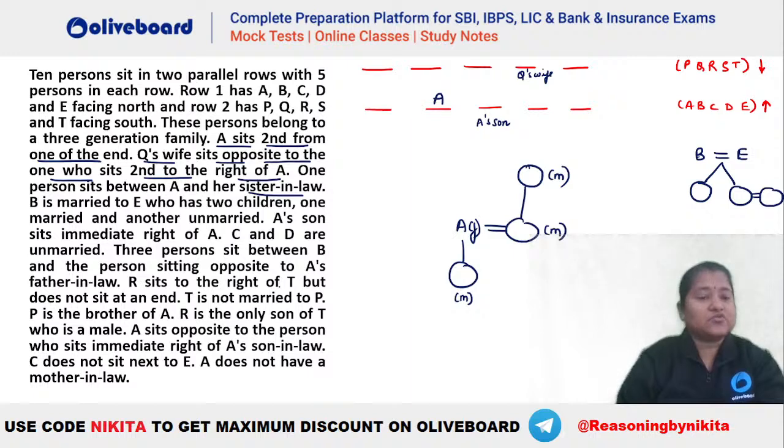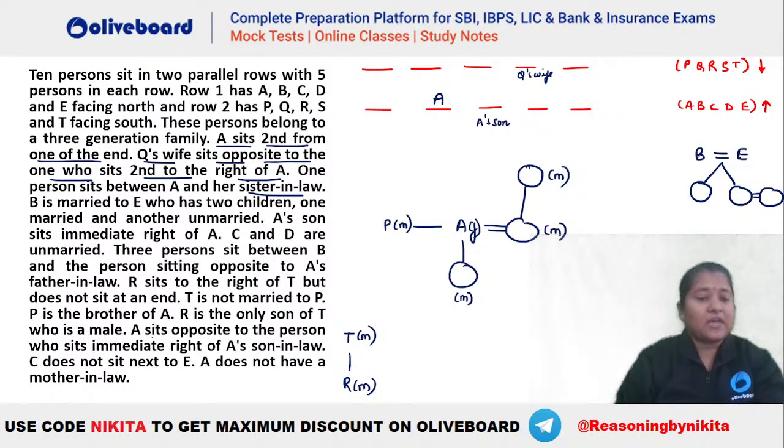Then R sits to the right of T but not at the end. Okay, T is not married to P. P is the brother of A. So you can see P has to be the brother of A. So P is a male person. Okay, P is the brother of A. R is the only son of T. Okay, so we have R here who is the only son of T. T is a male person. So T also has to be a male person here.